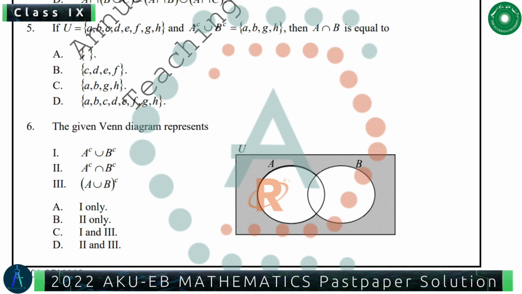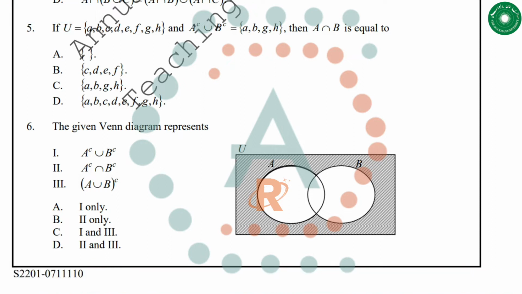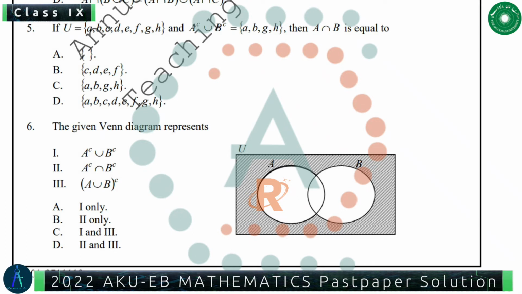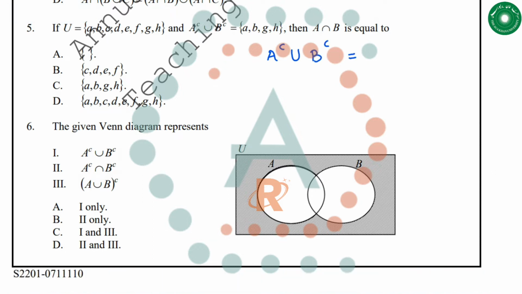Then we have question number 5. We are given a universal set A, B, C, D, E, F, G, H, and A complement union B complement is equal to A, B, G, H. We have to find the value of A intersection B. So we know that A complement union B complement is equal to (A intersection B) whole complement.